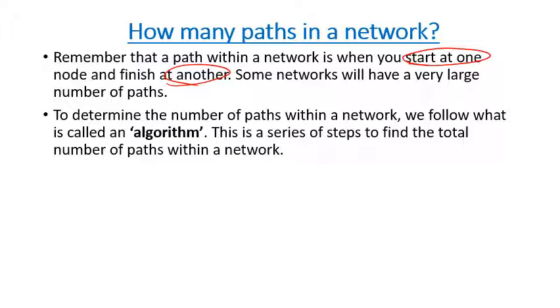Some networks will have a very large number of paths, obviously dependent on the number of edges and the number of nodes that they have. So basically, to determine the number of paths, we can either just trace and count, and that's great, or we can follow what's called an algorithm. An algorithm is basically a series of steps to find the total number of paths within a network. And we're going to go through an example in a minute about how we can do that.